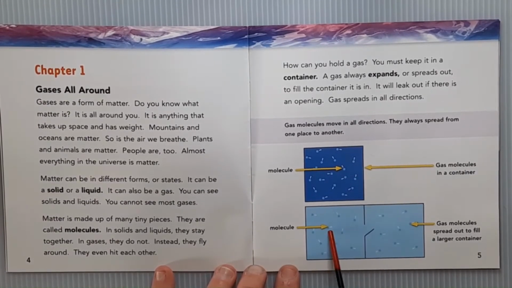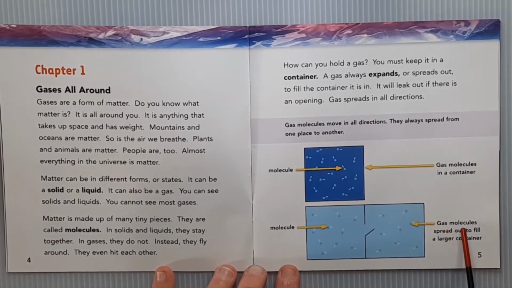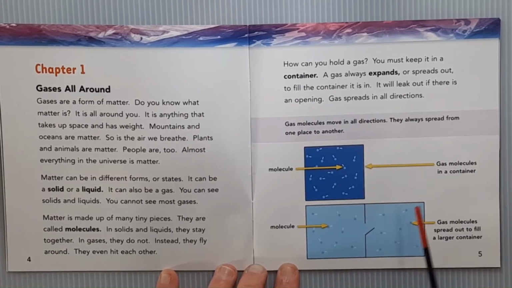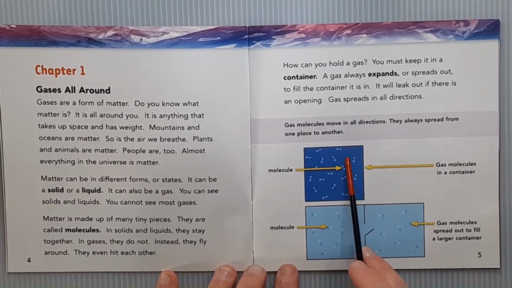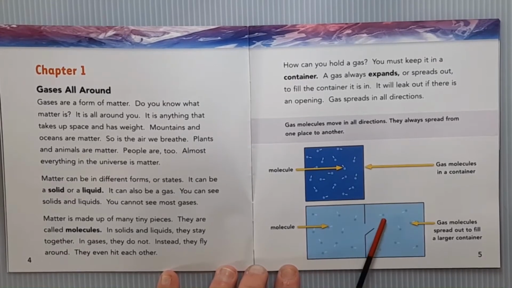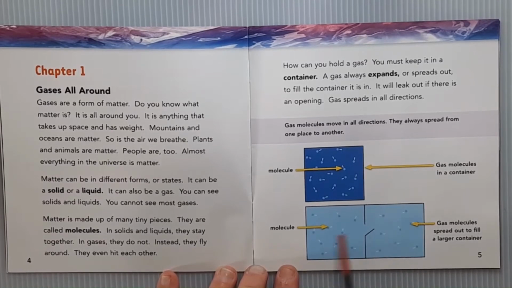Once again, we have the blue dots showing the molecules and the little white arrows showing which directions the molecules are going. It says gas molecules spread out to fill a larger container. So this rectangle here, made up of two squares, represents one container that was the same size as this one up here, but that's been opened up. That's what this little line is. It's like a little door that opened up. So this little passage opened up between the two sides of the container, so they could spread out.